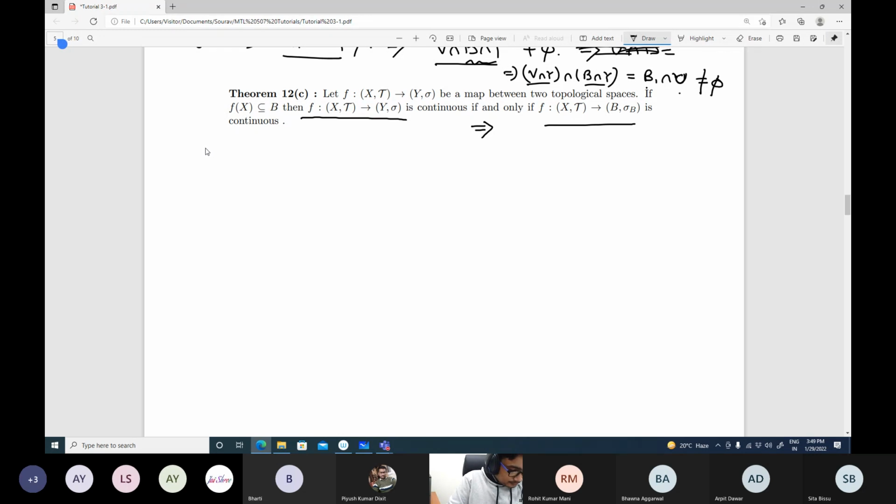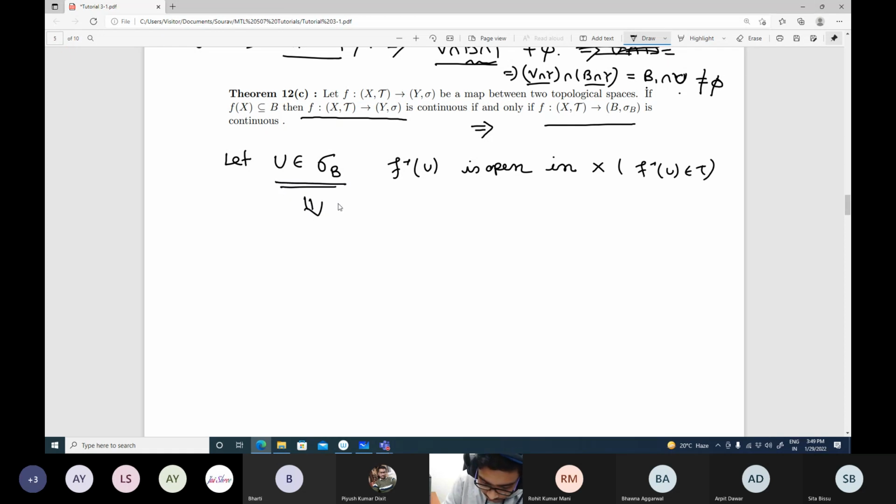Yes, how do you start? Let U belong to sigma on B, right? You have to prove that F inverse of U is open in X, or to say F inverse of U belongs to tau. This one you have to prove. Now U belongs to sigma on B. What does it mean? Subspace topology, yes. So U can be written as V intersection B, where V belongs to sigma, the topology in Y, right?